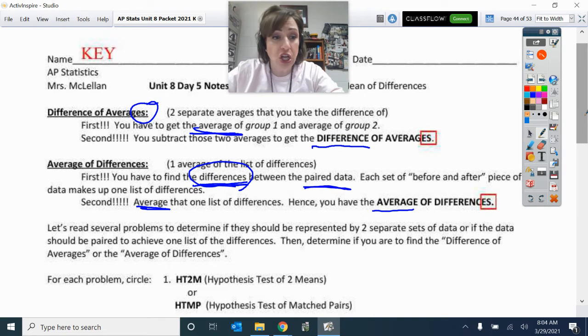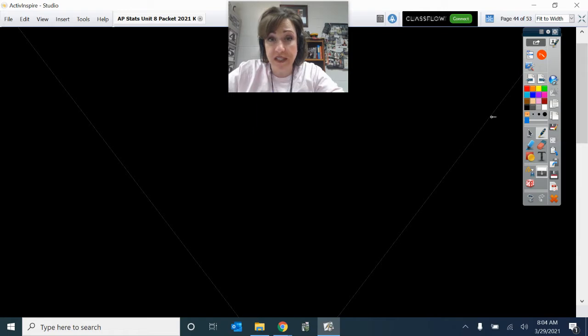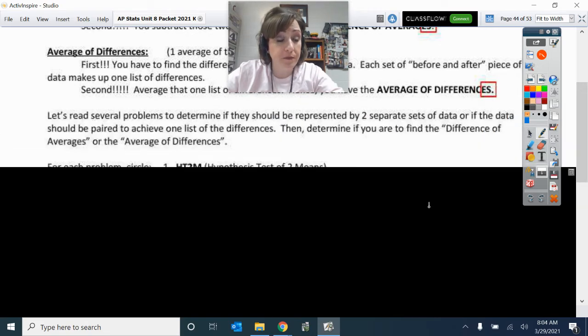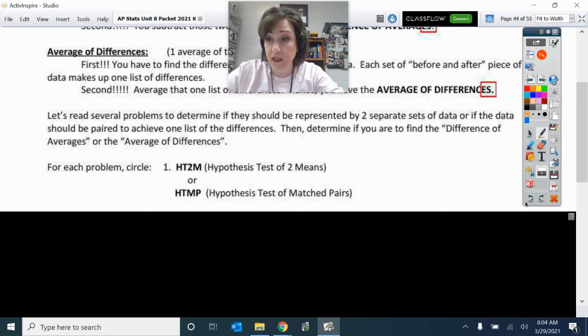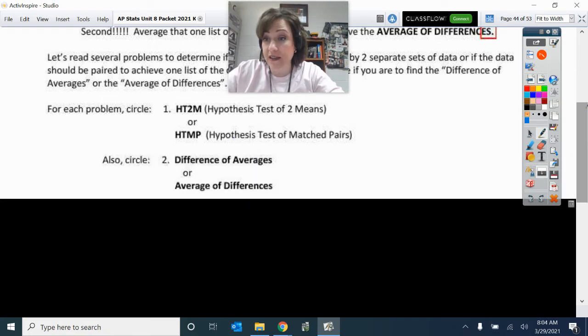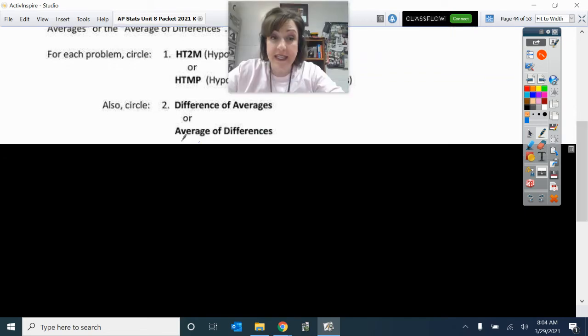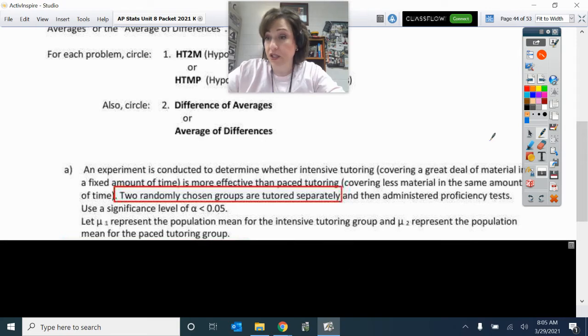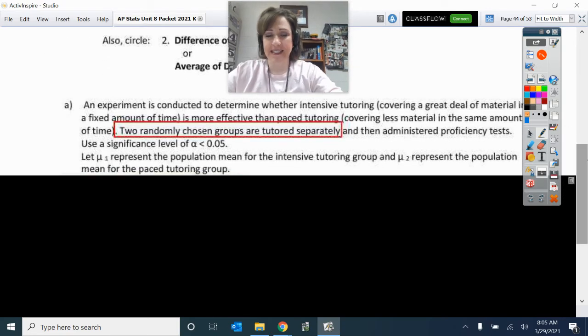Keeping that in mind, I want you to look through these situations, and we want to talk about what we would call those and what test we would run. For each problem, we'll circle if we are doing a hypothesis test for two separate means, or a hypothesis test for matched pairs, and then use the correct language that goes with that. Is it the difference of the two averages, or is it the one average of the differences? Read that first question to yourself, and let's see how you do.